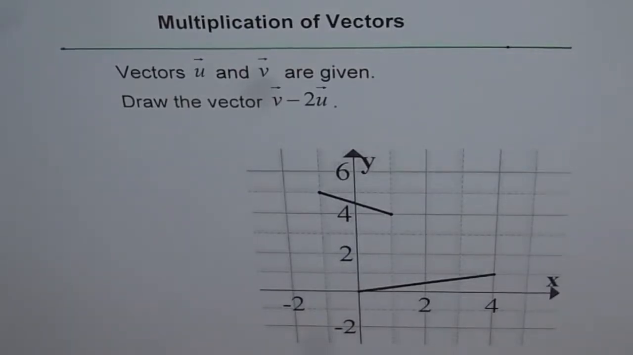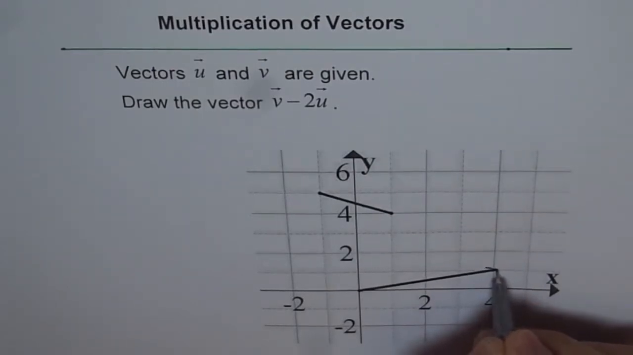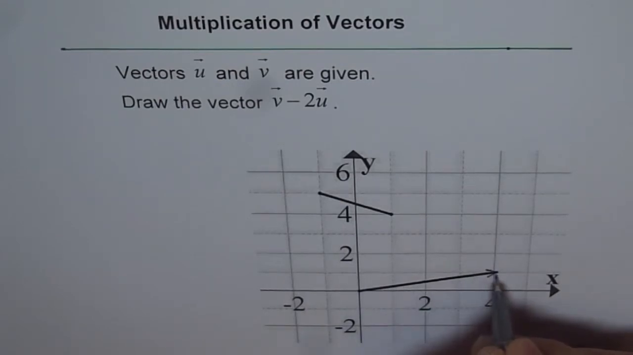Here is an application of multiplication of vectors. Vector u and v are given to us. Draw vector v minus 2u. So we have two lines here. I'll make them vectors. Once we give direction, this is the magnitude, it becomes a vector.